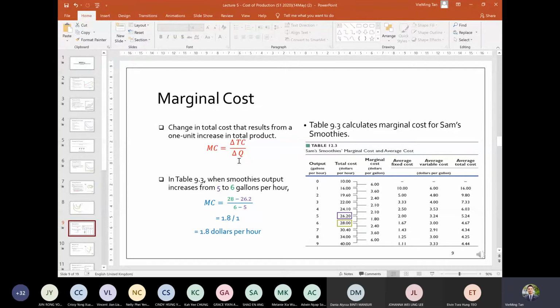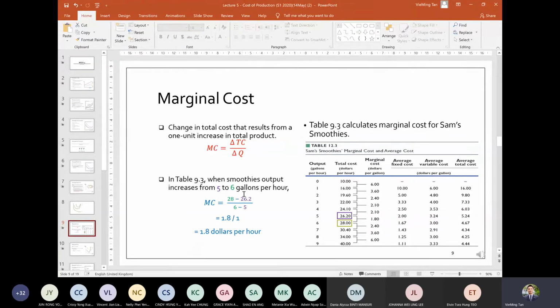So we can simply use one example again. Let's say the company would like to increase the production from 5 to 6 gallons. At 5 gallons of production, the total cost is $26.2. And if the company would like to increase to 6 gallons, the total cost now will be $28 per hour. So if you want to use the formula to calculate the marginal cost, the change of total cost will be how much? You have to use the big number minus the small number. So 28 minus 26.2 is equal to 1.8.